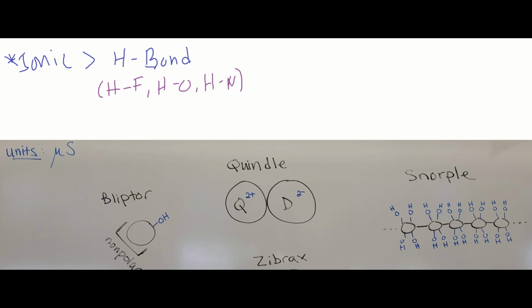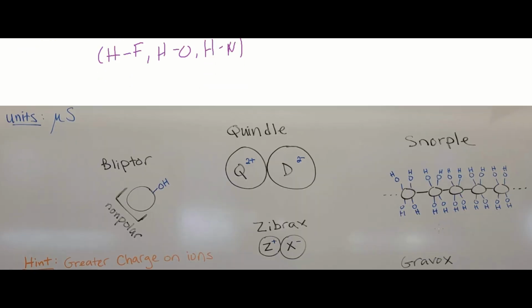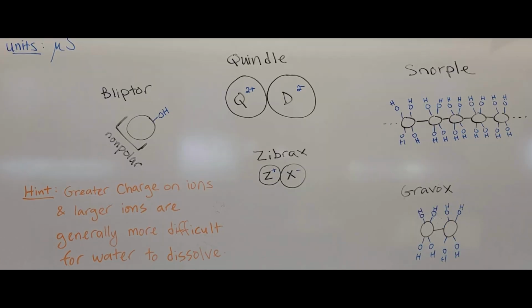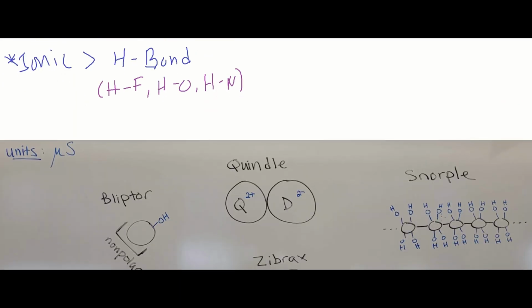And if you look on the board, I highlighted them for you in blue. So all of these are hydrogen bond opportunities. And so when you're looking at the structures of these molecules, you're thinking like Bliptor has the least intermolecular attraction, and Snorpel is going to have the most, because you just have many more opportunities of hydrogen bonding in between those 3 chemicals.